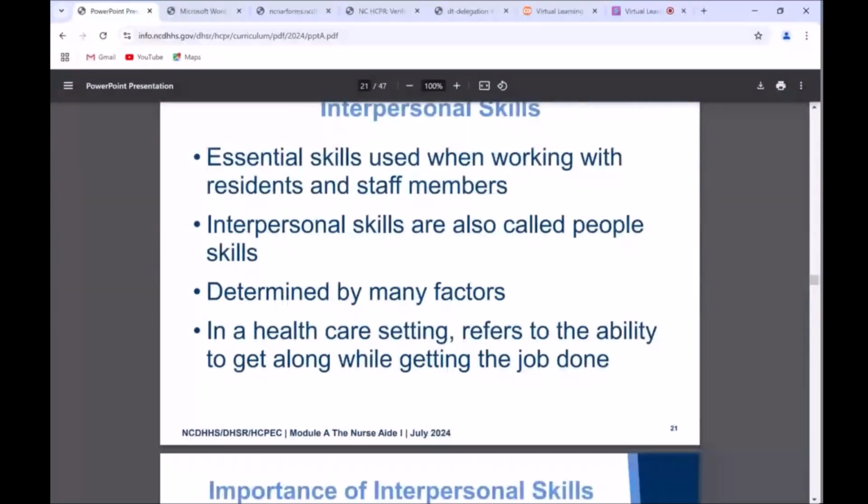All right, the last type of skills we're talking about is interpersonal skills. These are skills that are determined by standards and values, culture and environment, heredity, interests, and feelings. It's what we use when we work with others. It's how we get along with others while still getting the job done.